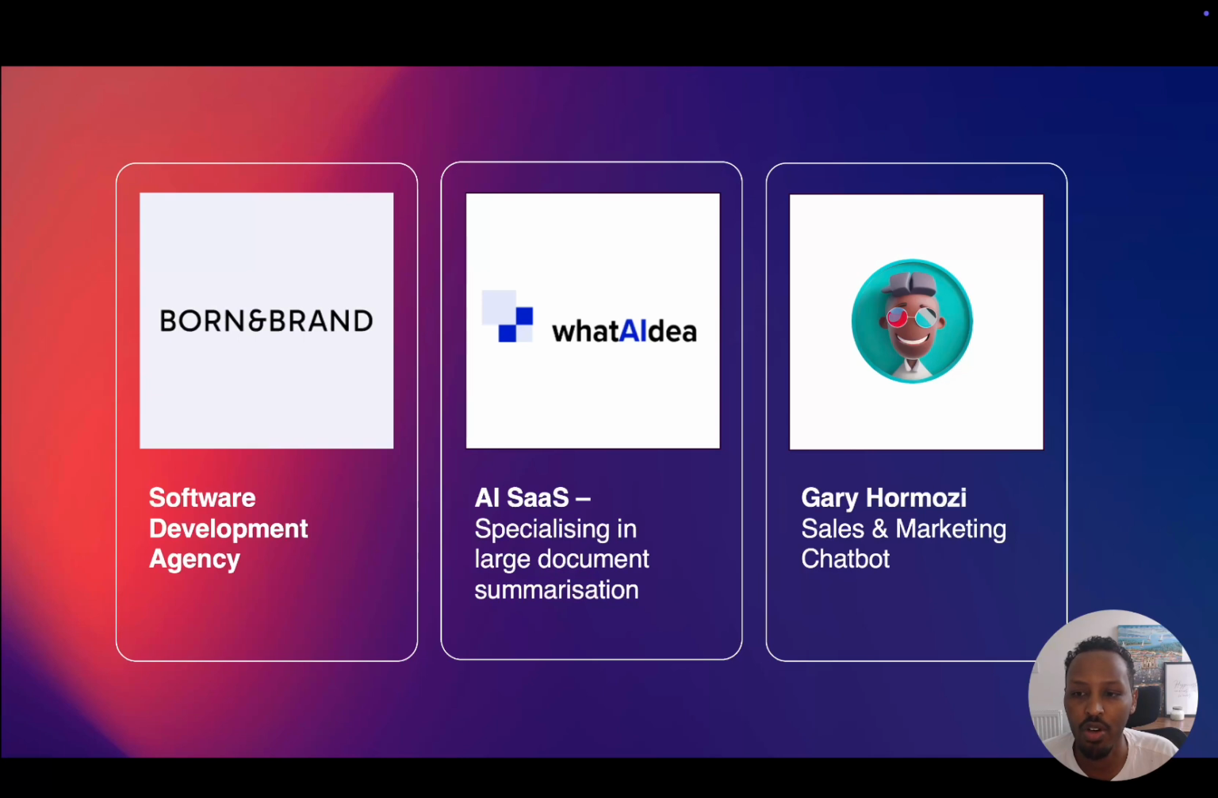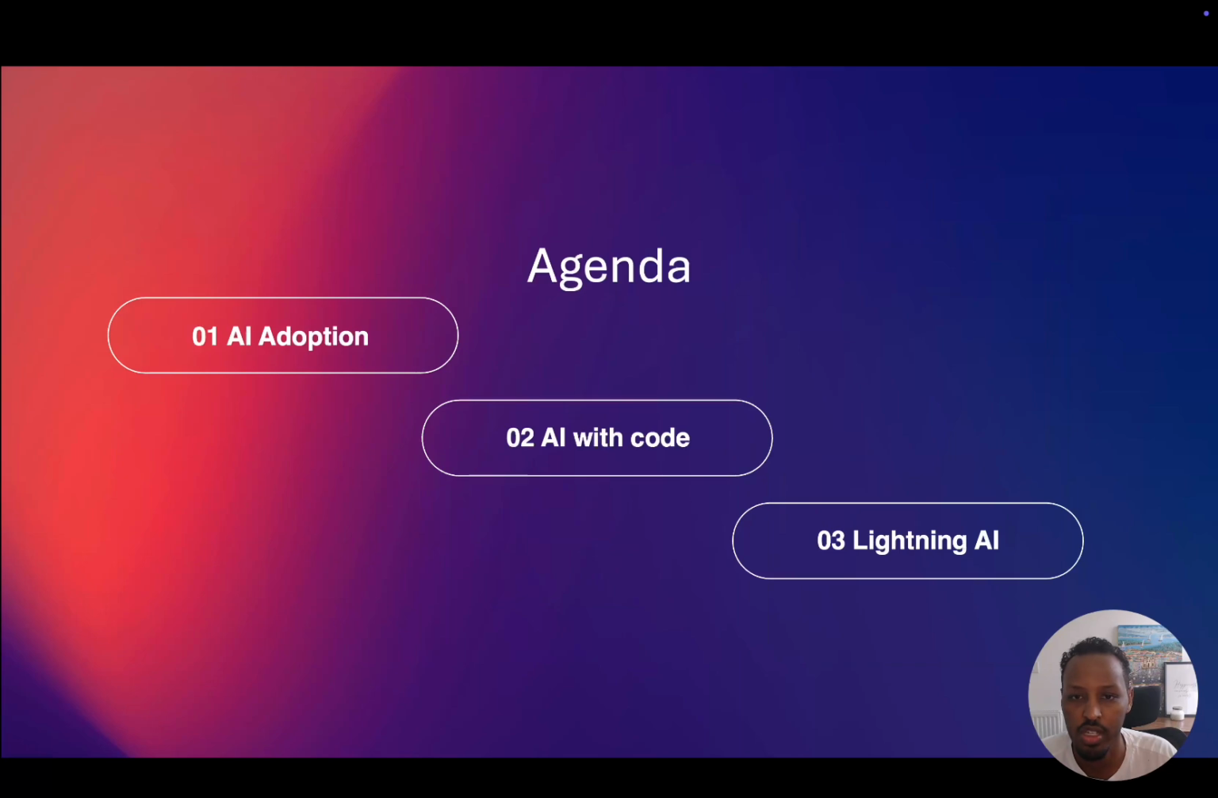And then the last one I've got, which is more about why we're even here today, is called Gary. Gary is a sales and marketing AI persona chatbot, which I built, which helps me every single day with many different ideas and sales strategies.